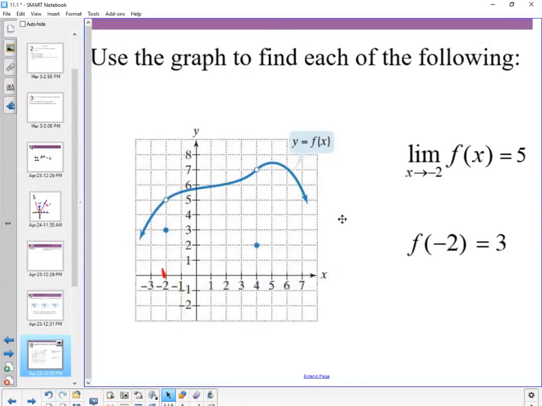So, question. What is the limit as x approaches 2? 6. The limit is 6. What is the limit as x approaches 4? 7. What is f of 4? 2. Wait, what about 5? Is it like 7.5?